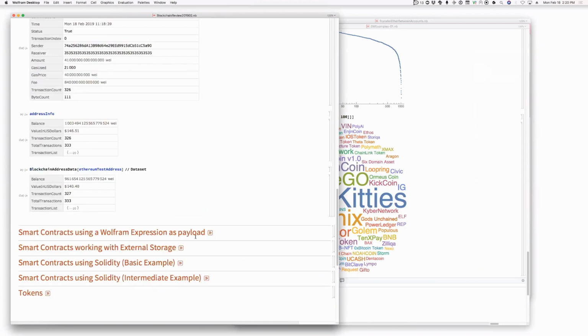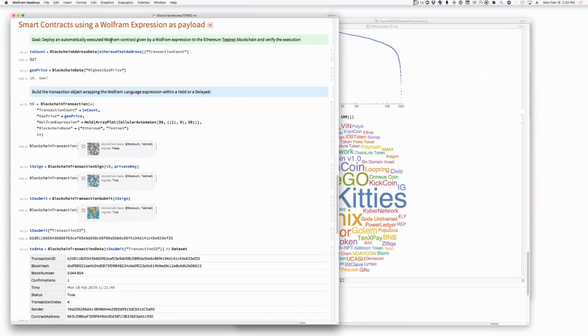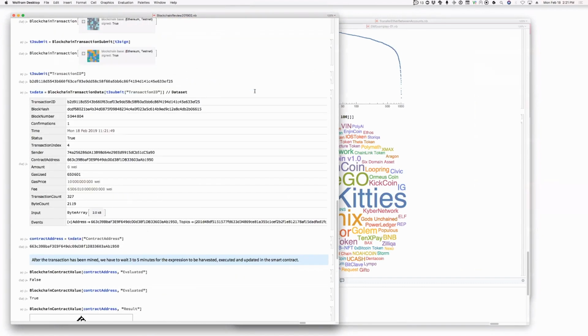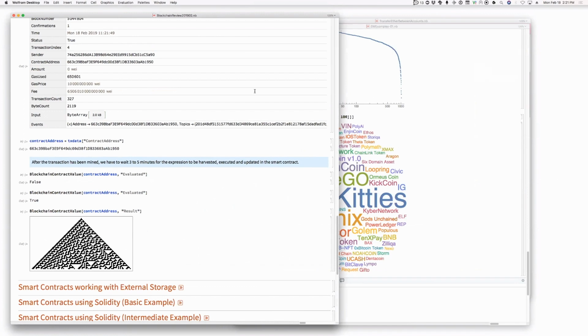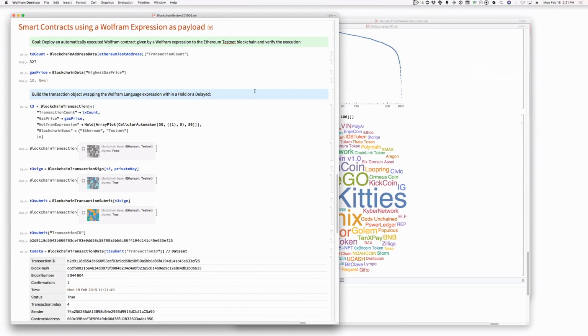Okay. Well, let's try and look ahead at some of these. Smart contracts using a Wolfram expression as a payload. Okay, so what's the idea here? Goal: to deploy an automatically executed Wolfram contract given by an expression to the Ethereum testnet and verify the execution of that. Okay, so what is the basic flow going to be here? We're putting a Wolfram expression inside a Solidity contract, and then it gets harvested, executed, and the contract gets updated. Okay, so that's our harvester that's coming and doing the harvesting. Is that correct? Right.